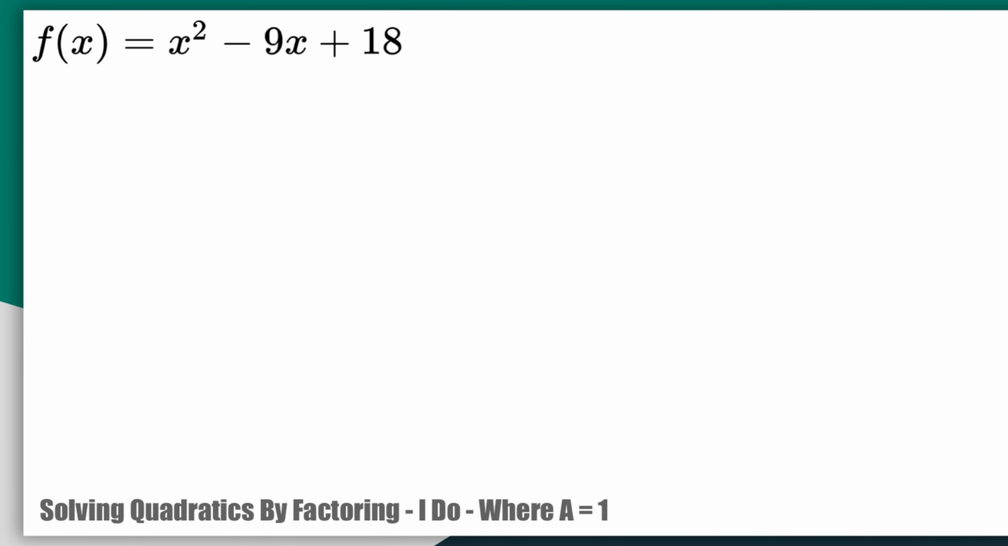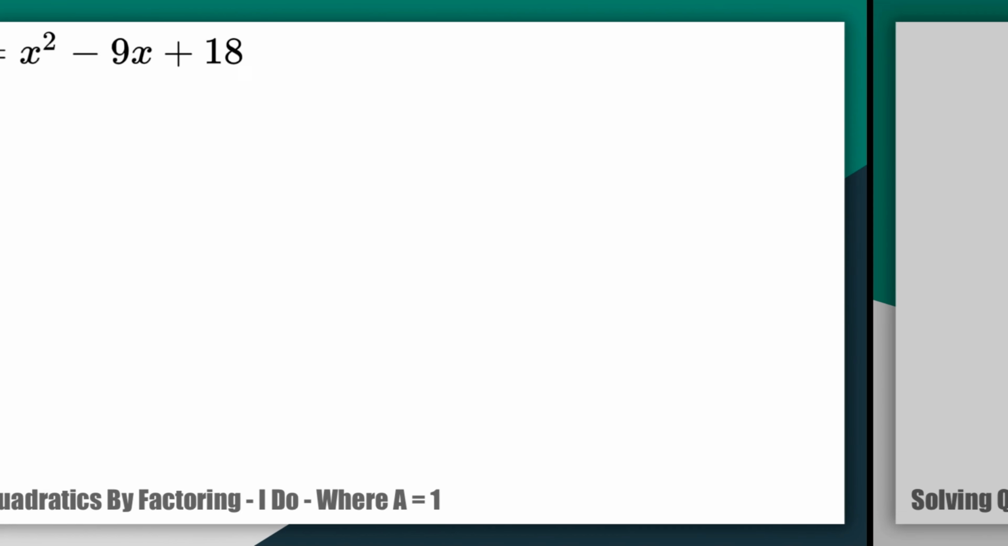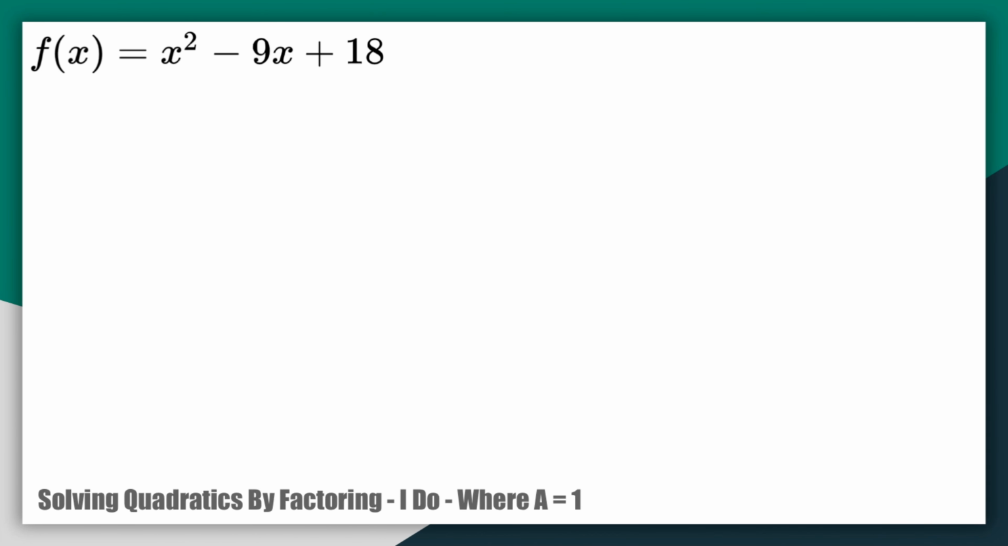So a lot of warm up there, right? A lot of math talk, a lot of just diving into concepts. So let's do some problems, okay? Here we have x squared minus 9x plus 18, and we're just going to go through. We're going to do this with the diamond method.